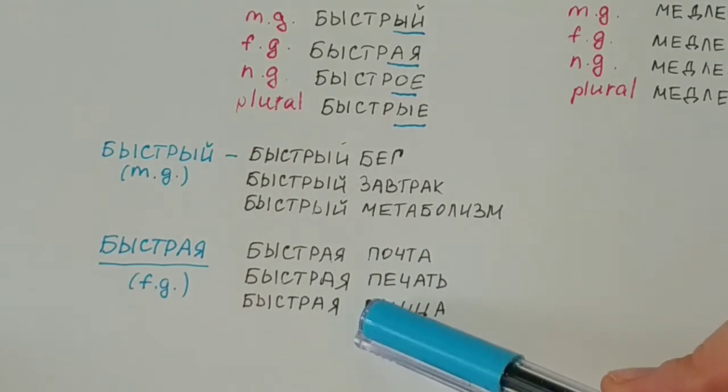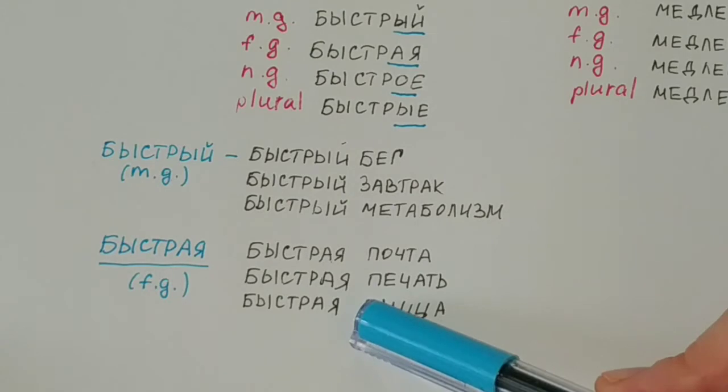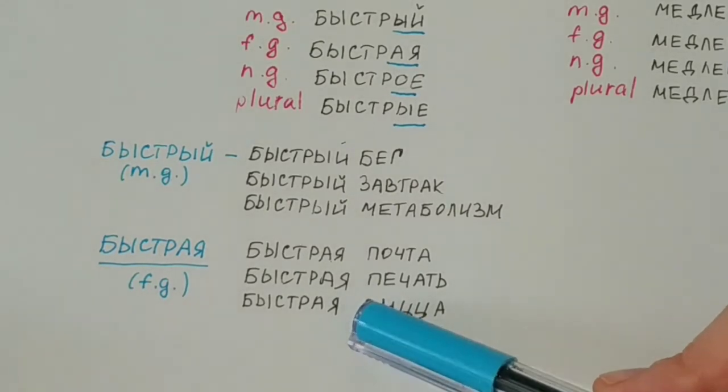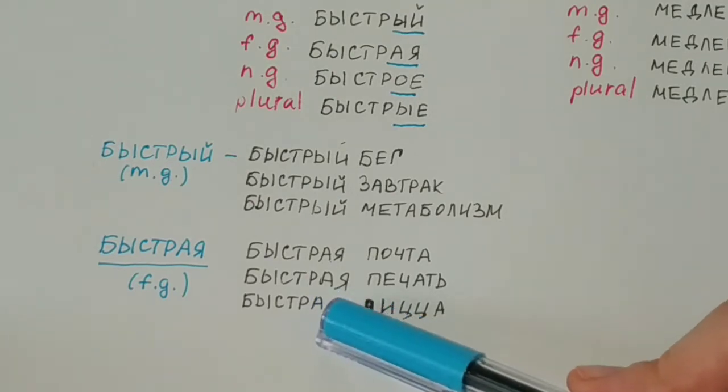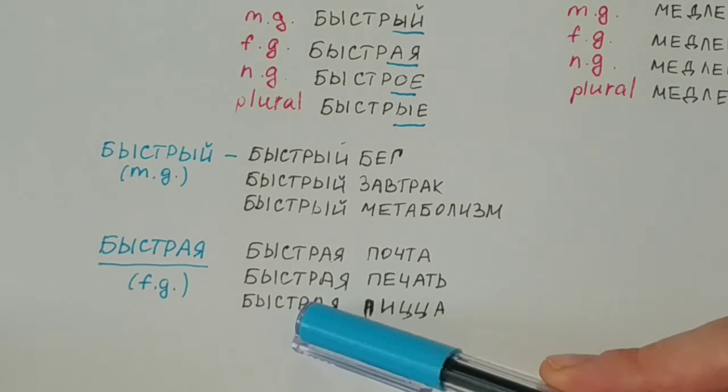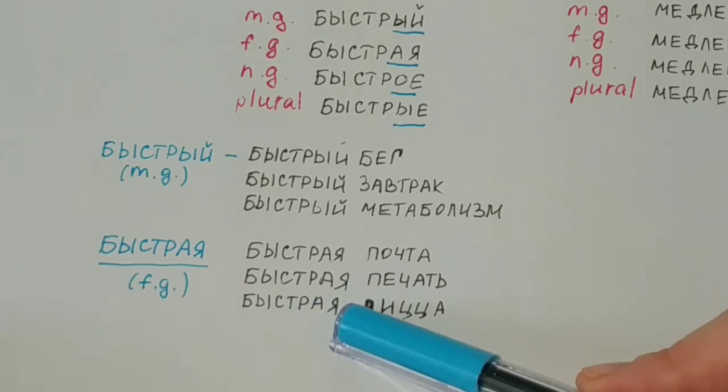Быстрая печать. Печать means print or printing, the noun form, and it is a noun of a feminine gender. So we're using it with the feminine gender form adjective, быстрая. Быстрая печать meaning fast print.